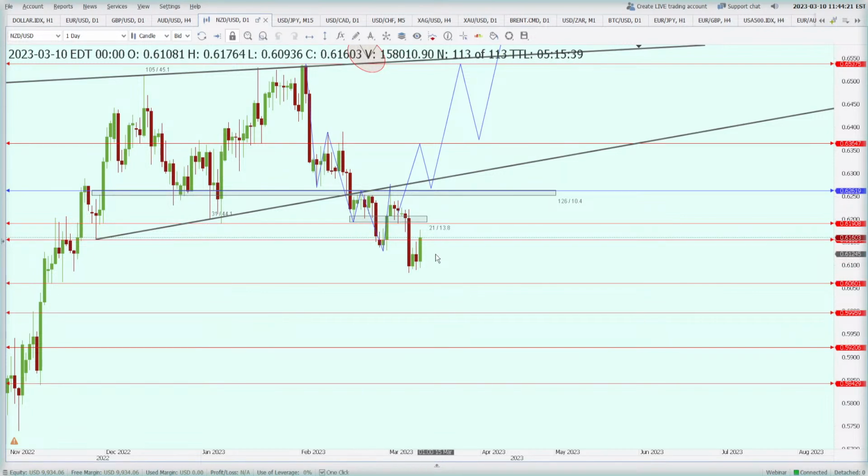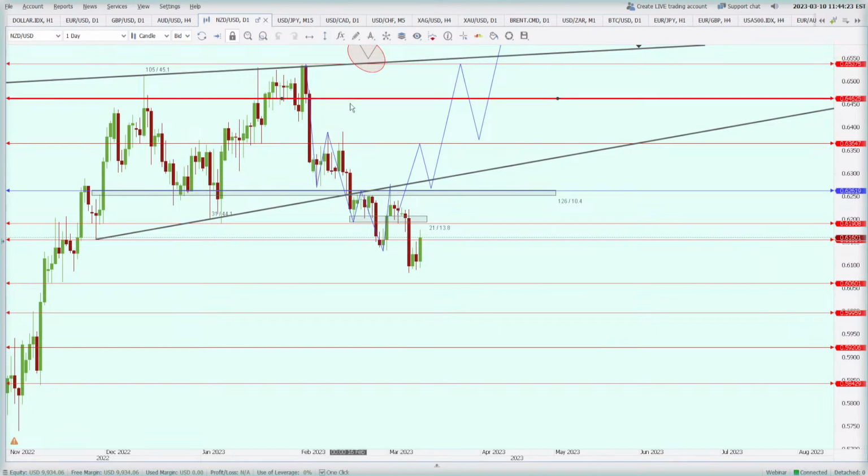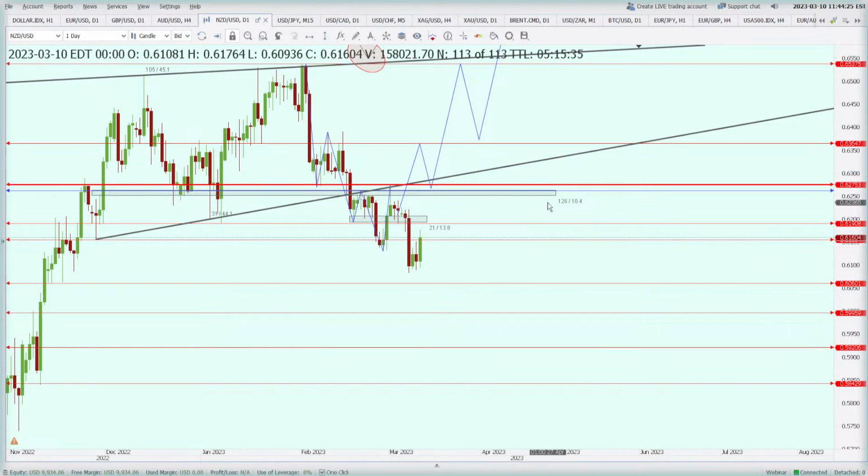market structure break. The market structure break will occur around here when the market breaks above 0.6275, which does not seem like happening today or tomorrow. But on Tuesday or Wednesday, there is a possibility of that happening. When that happens, then we become buyers. But as of now, we are sellers.